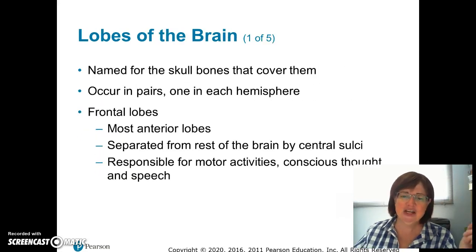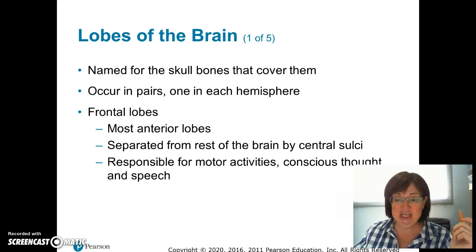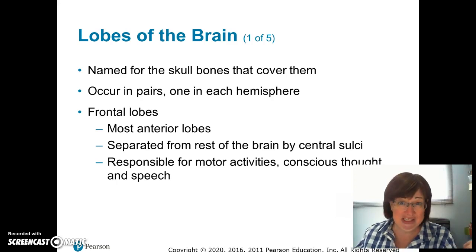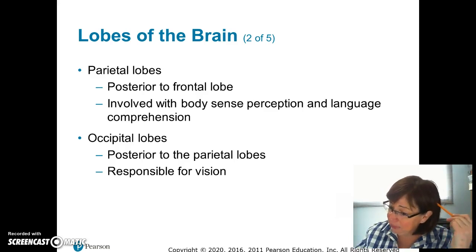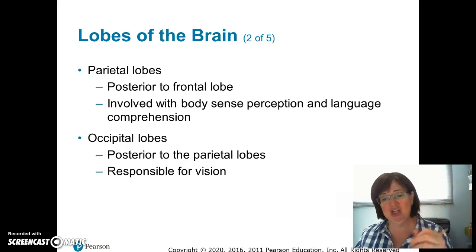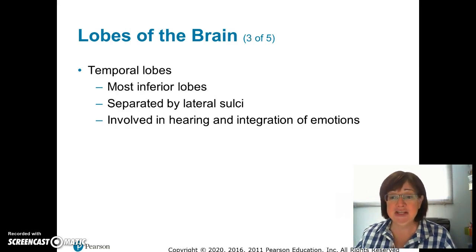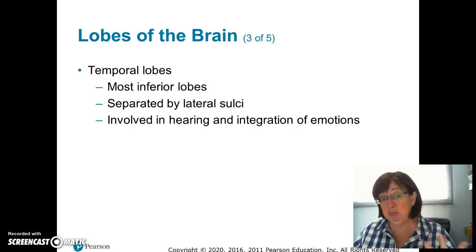So let's look at it. Your frontal lobe is the most anterior. It's separated by the central sulcus. It is responsible for motor activities that you think about, conscious thought, speech, logic, anything now and up to date. Then you have the parietal lobes, which are up above. Your parietal lobe is your sense perception and your language comprehension. Then you have the occipital lobes, which are responsible for vision, and your temporal lobes. I remember that your temporal lobes are right over your ears, so they're involved in hearing, but they're also involved in integrating your emotions.